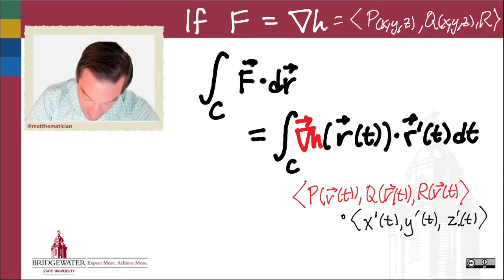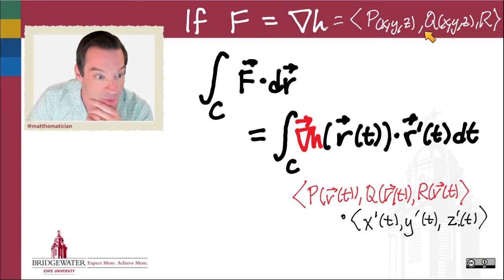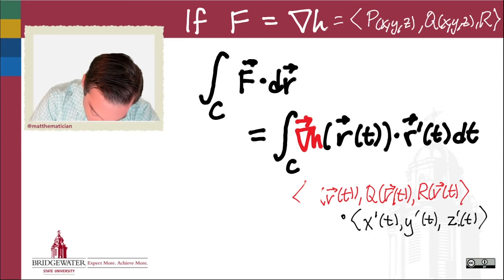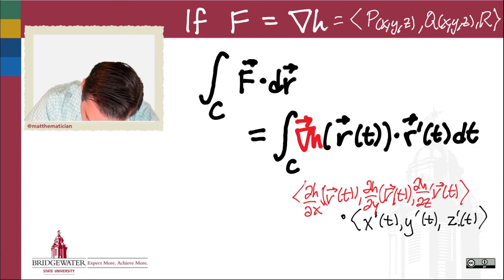Except, hold on. I want to be really careful here. P, Q, and R are the components of my gradient vector of h, which means that by definition of gradient, P is the partial derivative of h with respect to x. So I'm going to replace P here by the partial of h with respect to x, evaluated along r of t. And then my Q is the partial of h with respect to y, and my R is the partial of h with respect to z, evaluated along r of t.